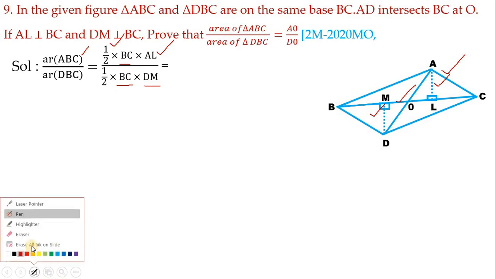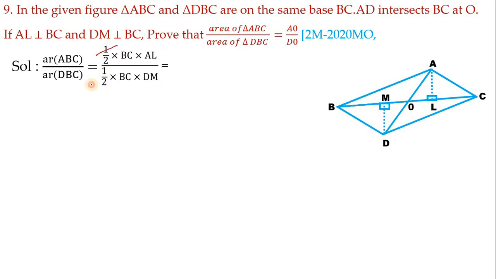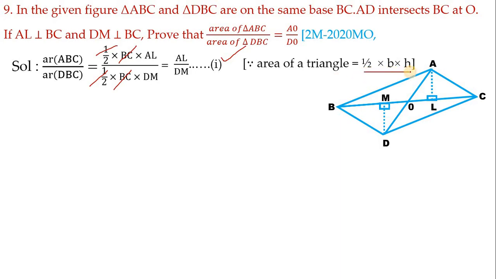Now let us simplify this. Half and half get cancelled. BC and BC gets cancelled. Now we have left out here AL by DM and call it as equation number 1. And write the proper reason. That is area of triangle is equal to half into base into height.